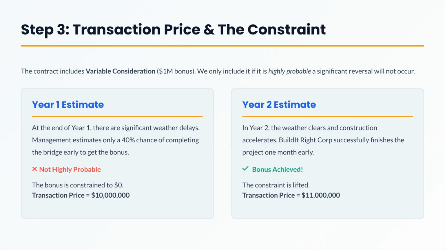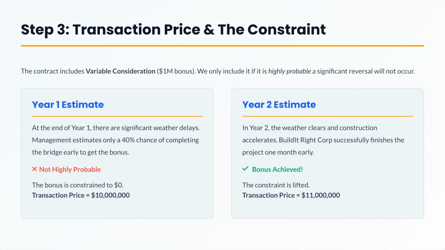The contract has a $1 million early completion bonus. This is called a variable consideration. Under the revenue standards, we face something called the constraint. We can only include this bonus in our price if it is highly probable that a significant reversal will not occur later. At the end of year 1, there have been massive weather delays. Management estimates there is only a 40% chance of finishing early. Because it is not highly probable, we must constrain the bonus to 0.